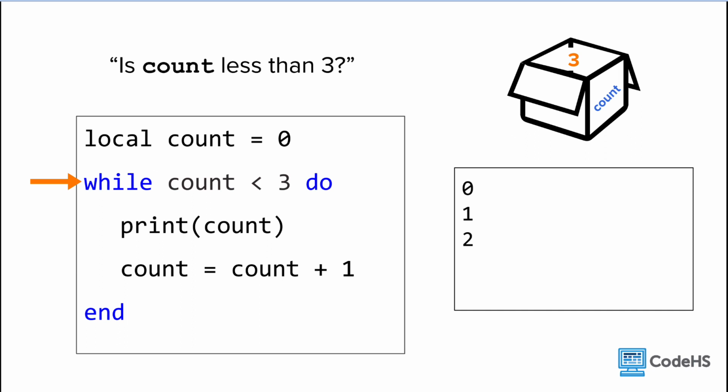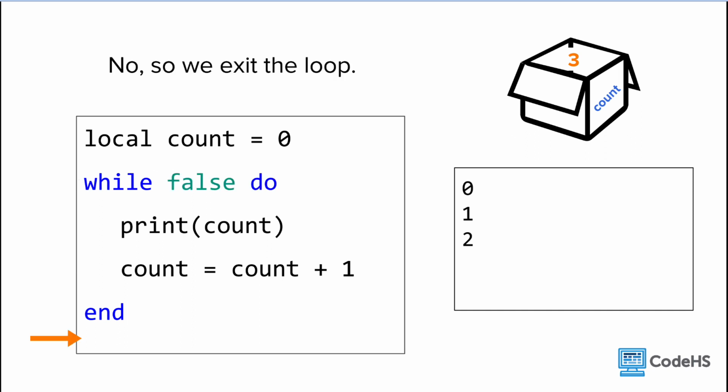Is count less than 3? Well, this time the answer is false. 3 is not less than 3, so we exit the loop and continue on with the program.